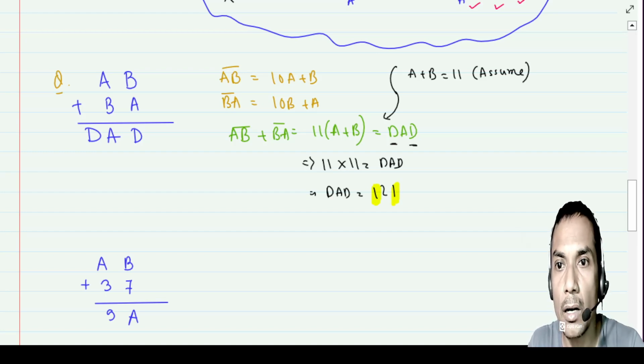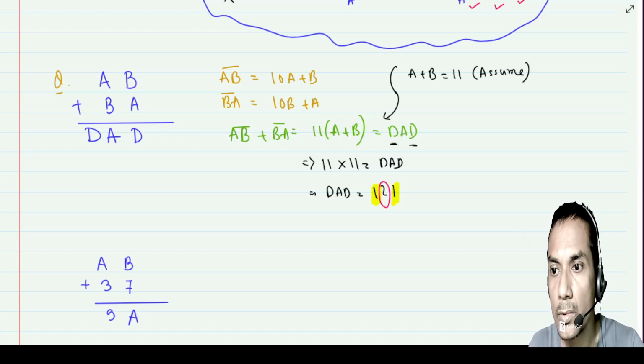So now we put all the values we get as per this assumption. Here A is actually 2. So we put the value A is equal to 2. So 2B, we don't know B, right? And here also B and 2, and now write down DAD, 1 2 1. Clear?